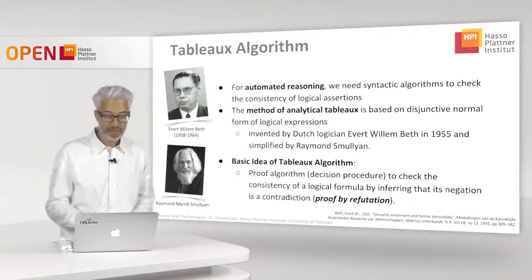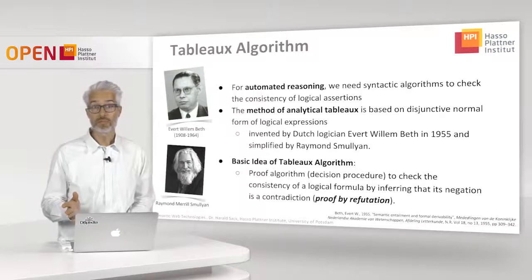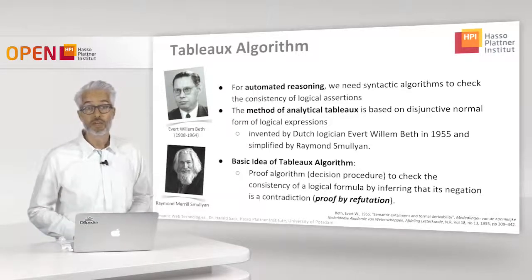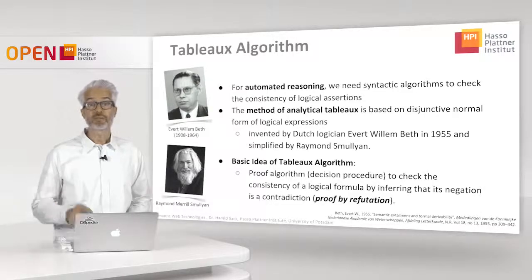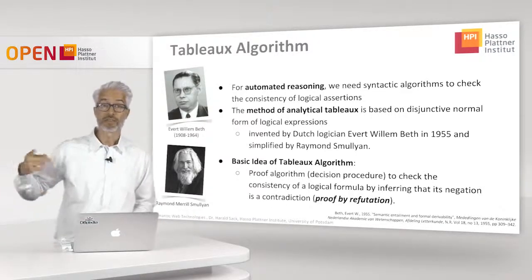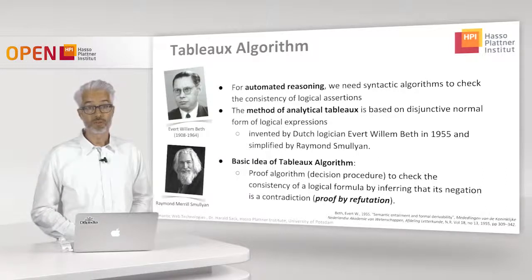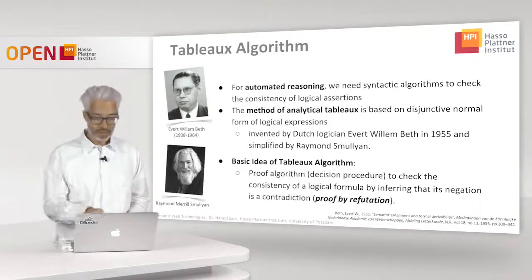So what's the basic idea of this algorithm? It's a proof algorithm. It means it's a decision procedure, and it's used to check the consistency of a logical formula by inferring that its negation is a contradiction. So this is the proof by refutation we have already talked about. So let's have a look.